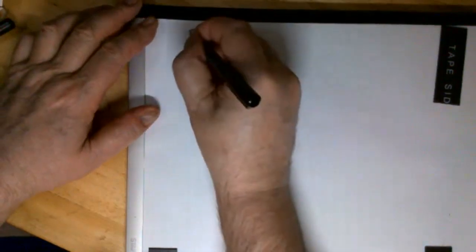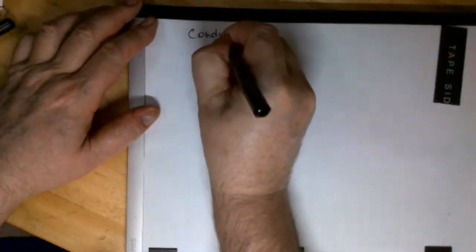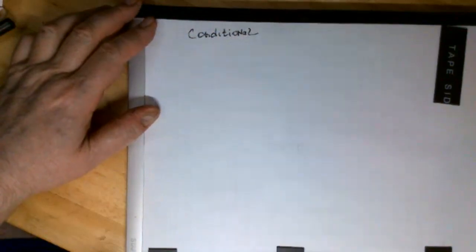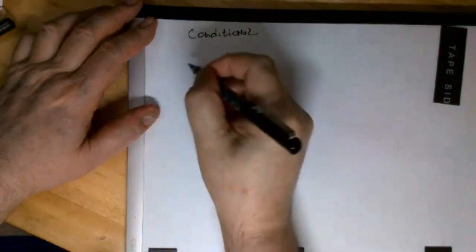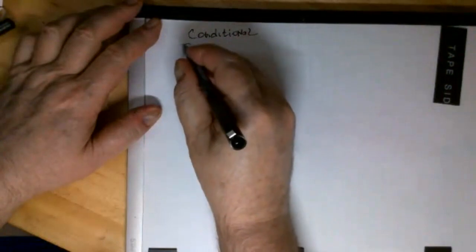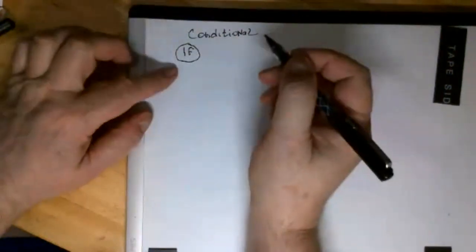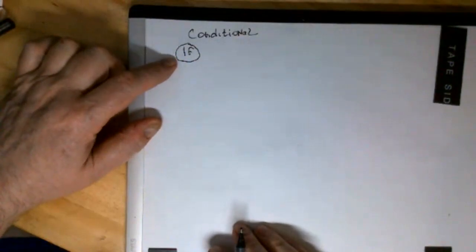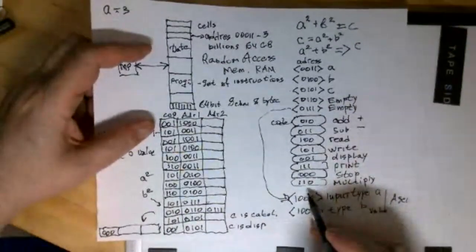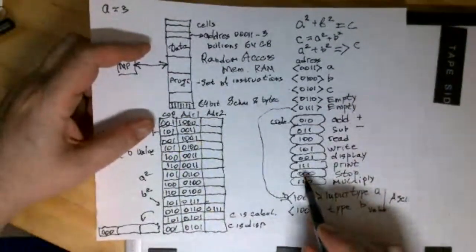Let's put conditional operation. For example, operation if. So if, again, this is the human code of operation if. But in the computer, we have here operations for the computer.